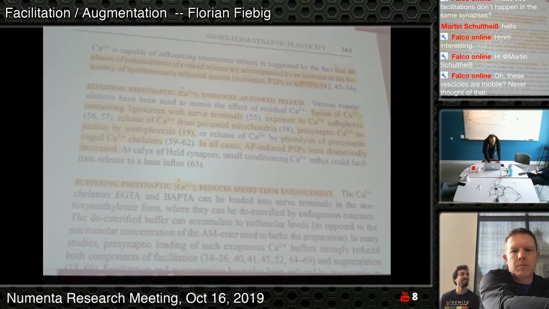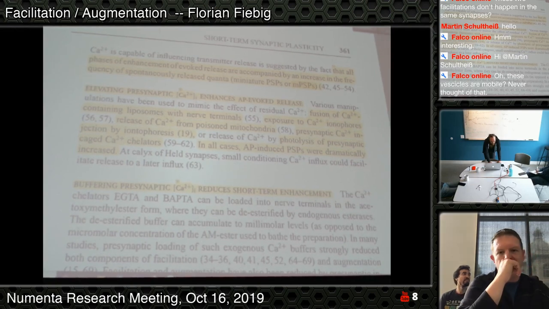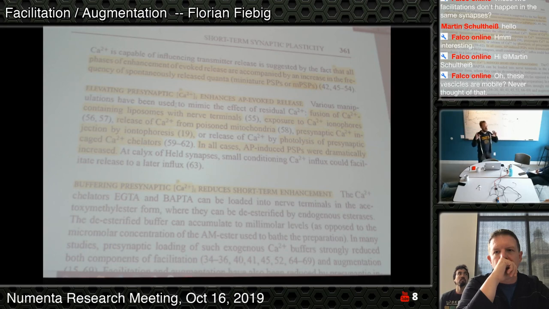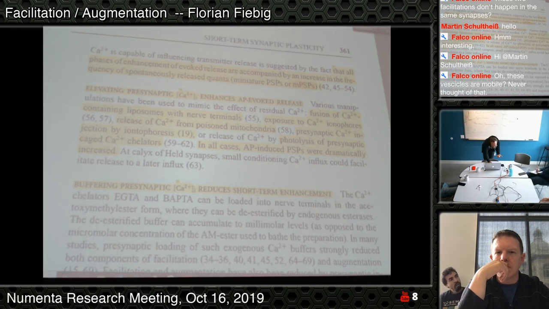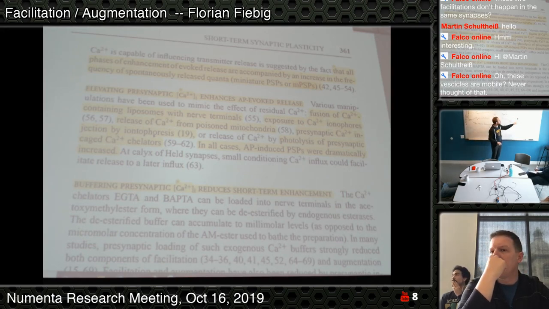So the argument is that if you, for example, fuse some calcium-containing liposomes, so you pack the calcium ions in a lipid layer, and then you fuse that with a cell, then you can increase the calcium intracellularly. Then it turns out suddenly the action potentials are more effective. Or exposure to calcium ionophores, another way of transporting calcium, or you poison some mitochondria with calcium, so you overload them. Mitochondria can buffer calcium, so that can raise the intracellular calcium. Or you use iontophoresis, so you apply a current, and the current will then open these channels, even though there is no spike, and will allow the calcium to flow in.